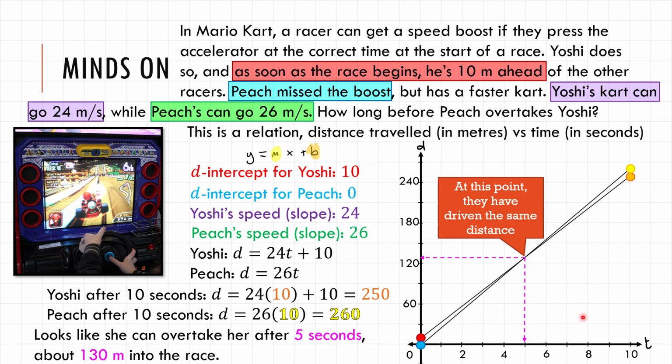Now, races in Mario Kart are often longer than just 10 seconds, but this is just an example of how we can think about linear relations and connect them to our everyday life. Speed, distance, and time are fantastic quantities to compare to help us understand algebraic equations and graphs.